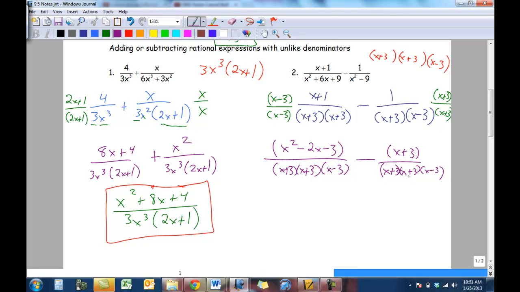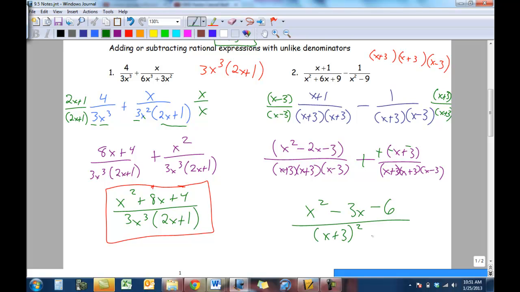Now here's the tricky part. Make sure you go x squared. Now this is minus this thing, right? Or plus negative this thing, right? So you need to distribute this negative to both terms here. This is going to be minus 3x minus 6 over x plus 3.